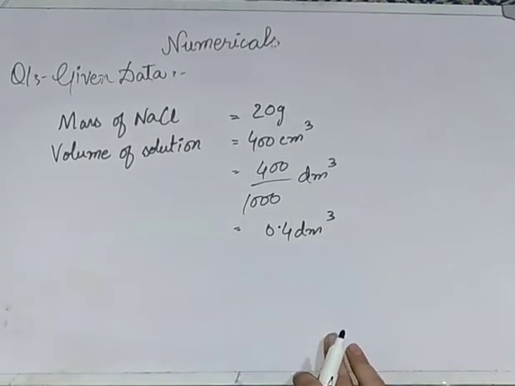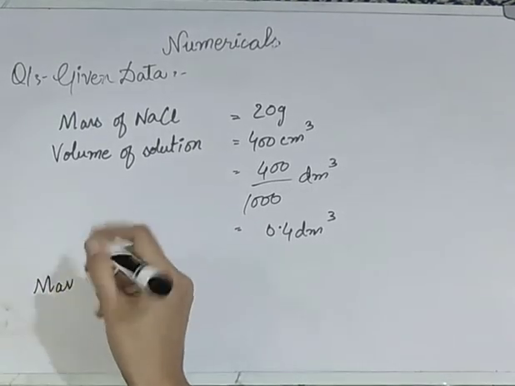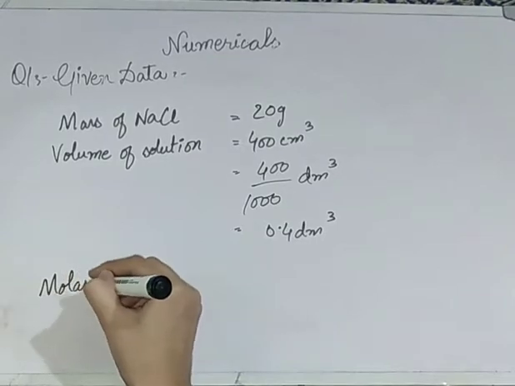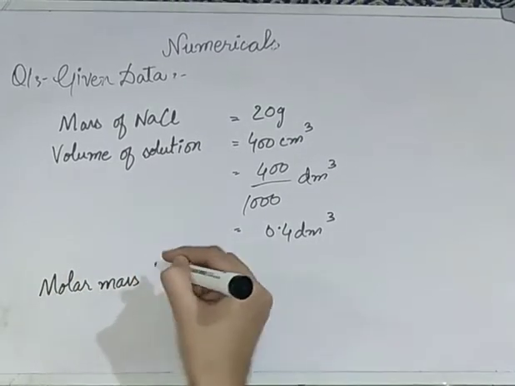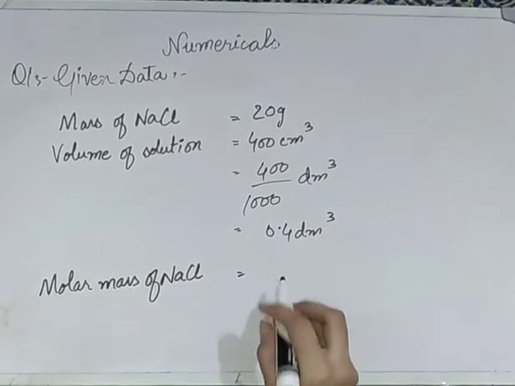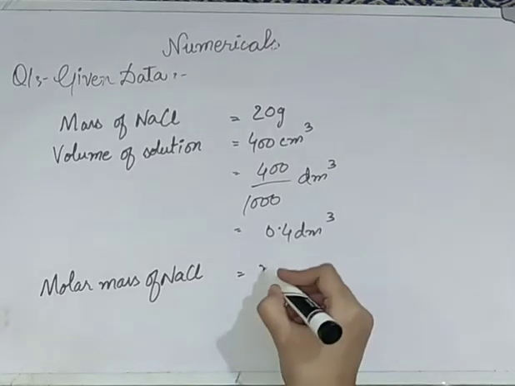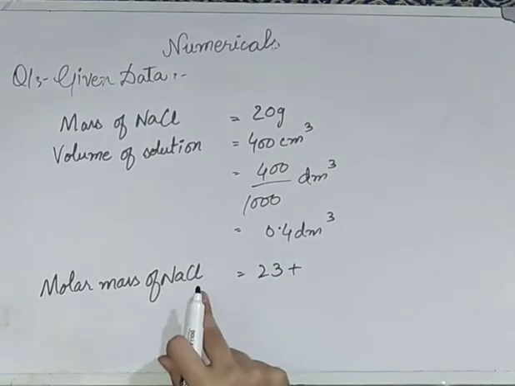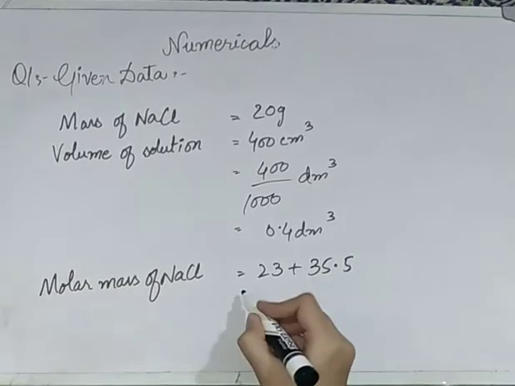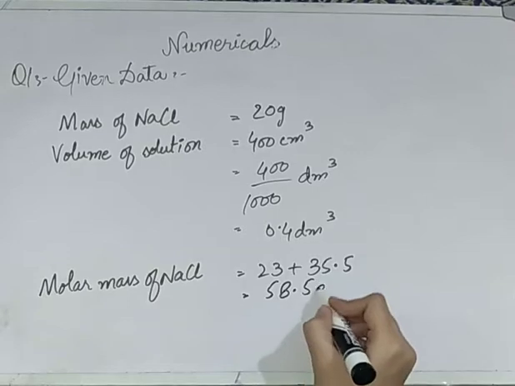Now molar mass of sodium chloride. The atomic mass of sodium is 23 plus the atomic mass of chlorine is 35.5. So altogether it will be 58.5 grams.